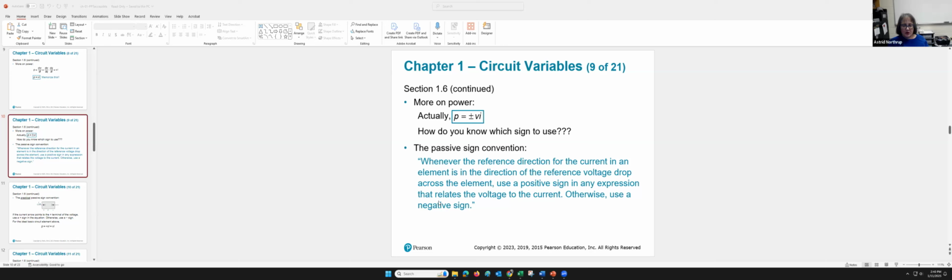The sign convention that is most often used is referred to as the passive sign convention, and this is the one that we will be using in this class, and that I will work toward making sure that you're familiar with. But the passive sign convention is based on this idea. Whenever the reference direction for the current in an element is in the direction of a reference voltage drop, so high to low across the element, we use a positive sign in any expression that relates the voltage to the current. Otherwise, use a negative sign.